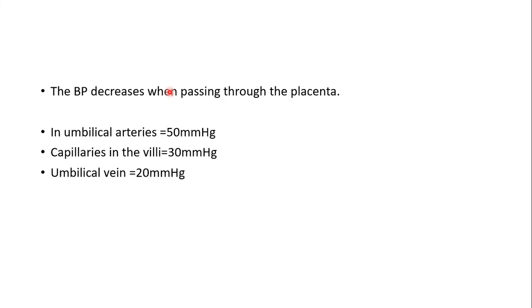So the blood pressure decreases as it passes through the placenta. In the umbilical artery it is about 50 millimeters of mercury. Then at the capillary in the placenta it is about 30 millimeters of mercury. And then going back into the umbilical vein it is about 20 millimeters of mercury.